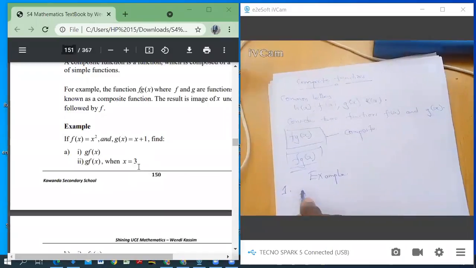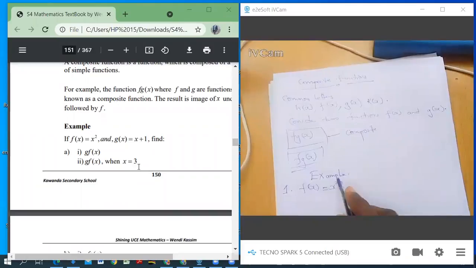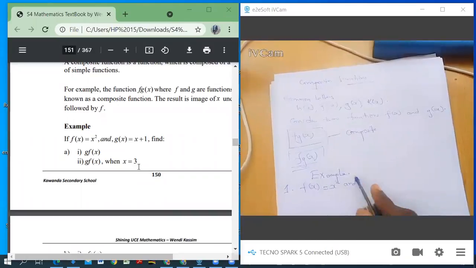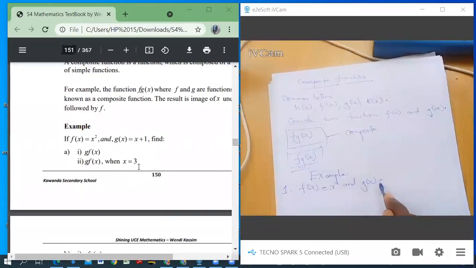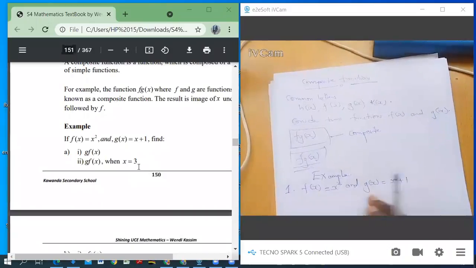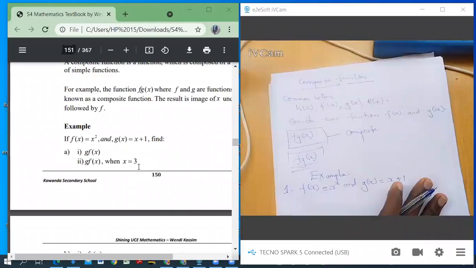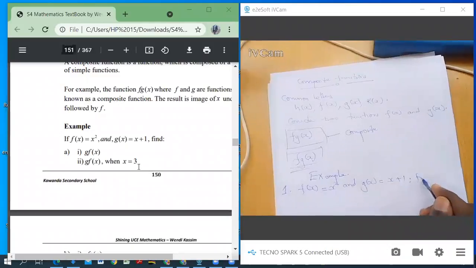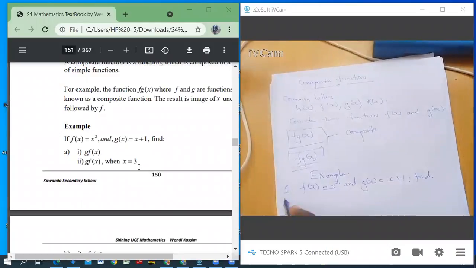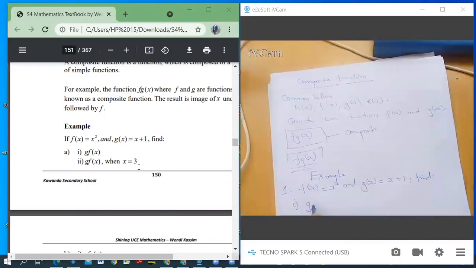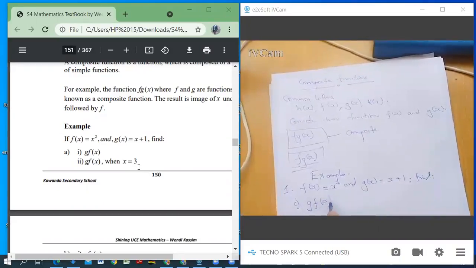I have f of x equals x squared and g of x equals x plus 1. These are simple functions. Now they want us to find, Roman 1, g f of x. Find f g of x.